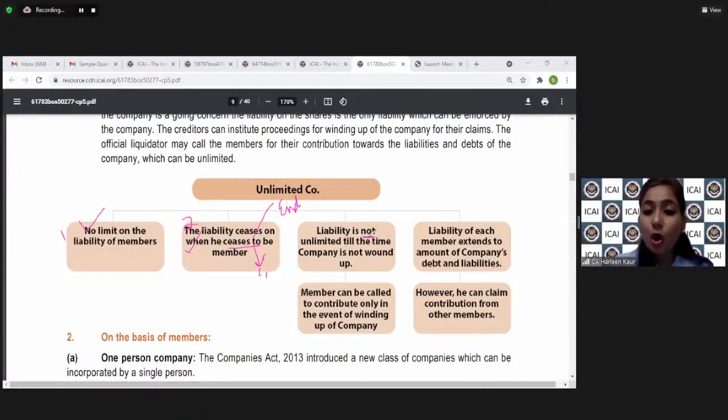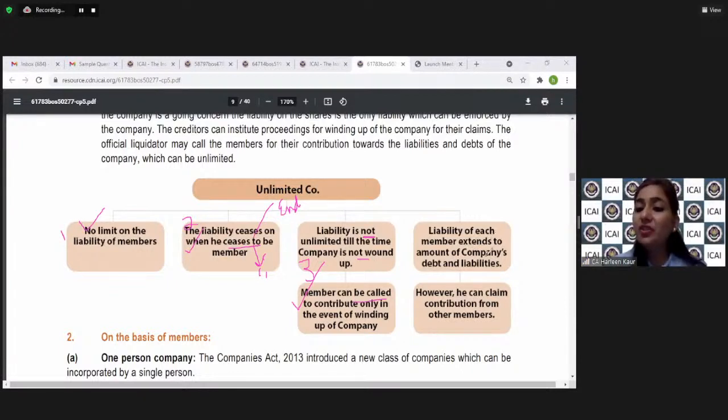Liability is unlimited till the company is wound up. So when are the members being called? The members are only called at the time of winding up to contribute. जब company बंद हो रही है तभी आपको कहा जाएगा कि please आइए और company की liability pay off कीजिए. Not during the lifetime. Only at the time of winding up the members will be called to contribute.